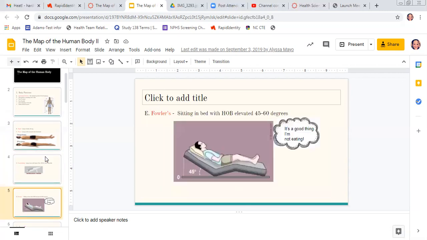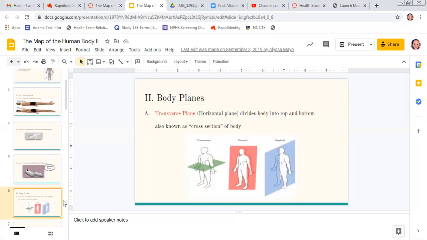Fowler's position is sitting up, basically. Fowler's position is sitting in bed with the head of bed elevated 45 to 60 degrees. Again, it's like a semi-sitting position in the bed, okay? This is not something you would want for someone who is eating because they are much too reclined. You would want someone in a high Fowler's position, or the head of the bed sitting up even further, to be safe for eating. So there's a little tag there to help you remember.